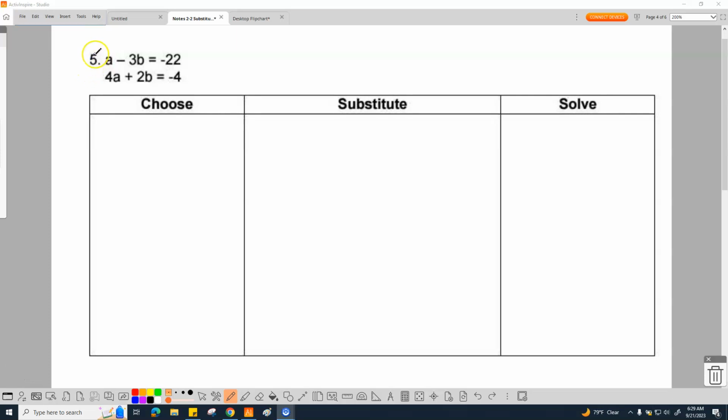I'm going to solve another one. I'm going to start by labeling this first equation as 1. I'm going to label this other equation as 2. I'm doing that because our a and b is taken by the variables.